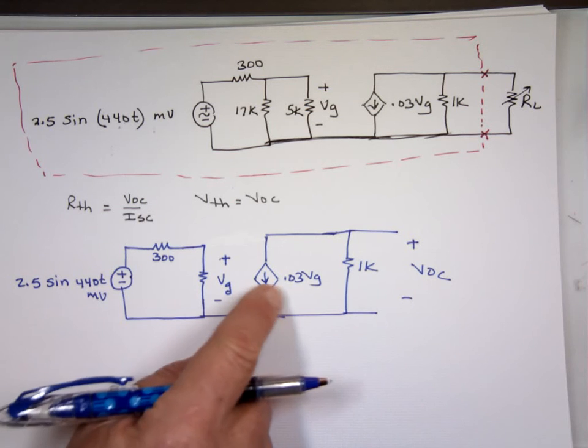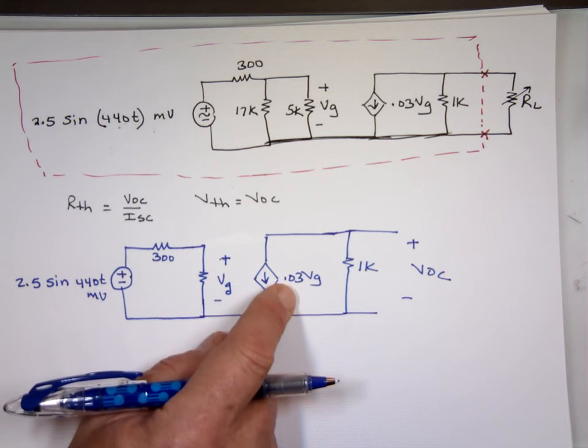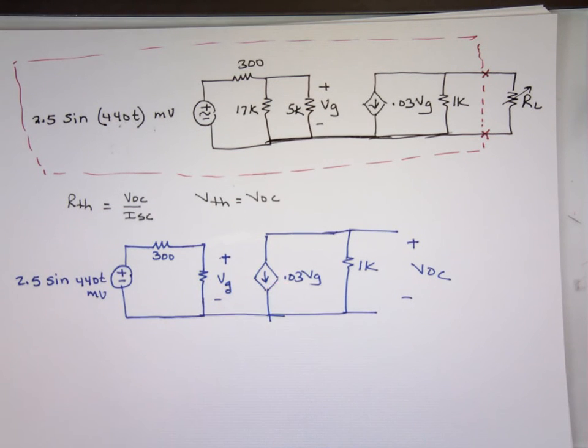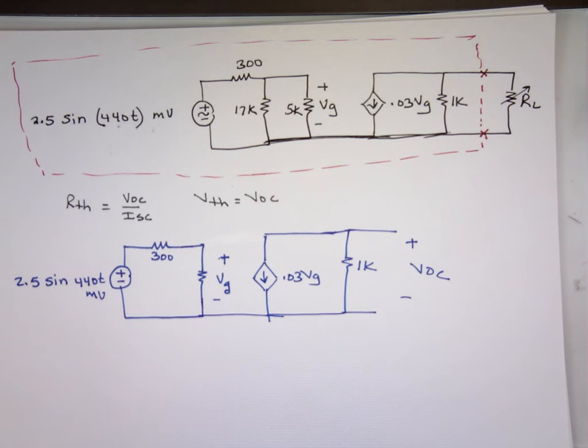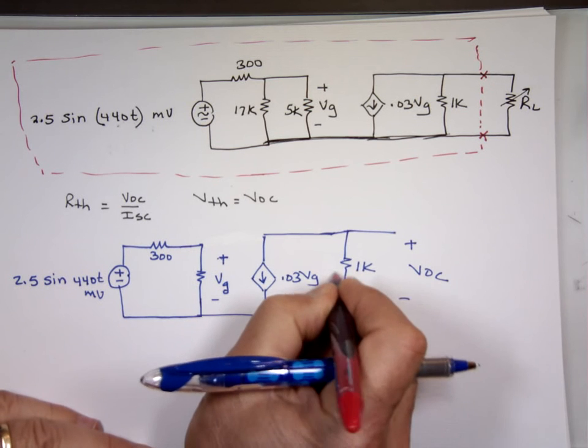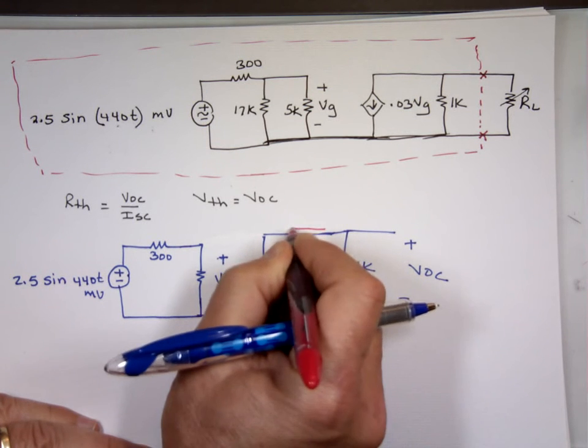This 0.03 VG, where is it coming from? There's nothing coming from this end. That's an open end here. So that current is actually coming from up here. It's coming up there and it's continuing to go in this direction down this way.